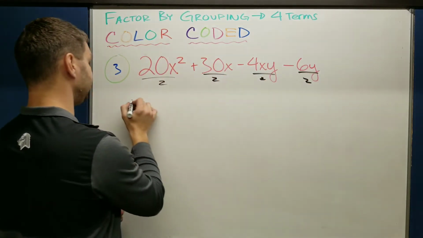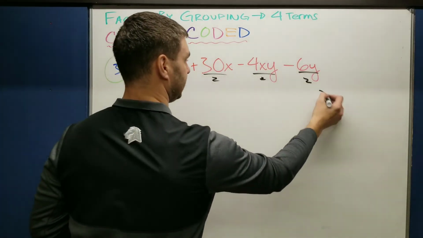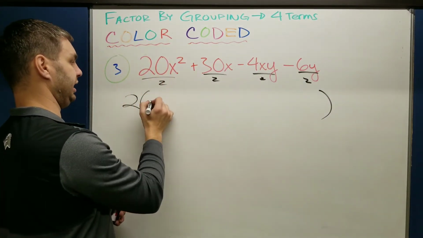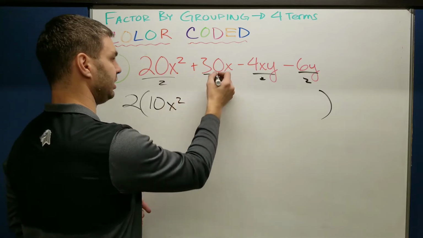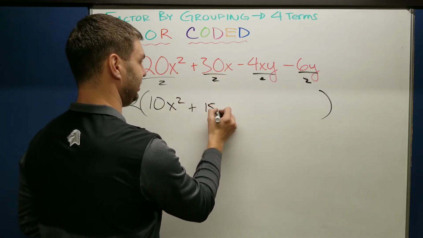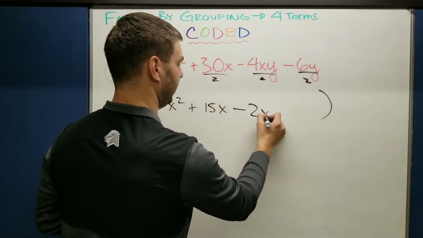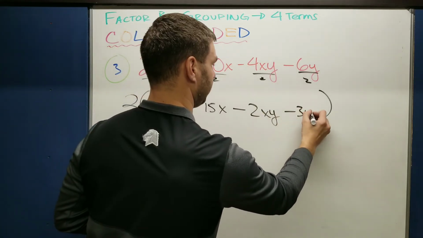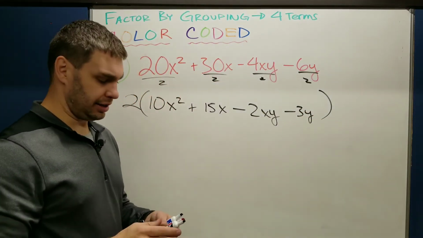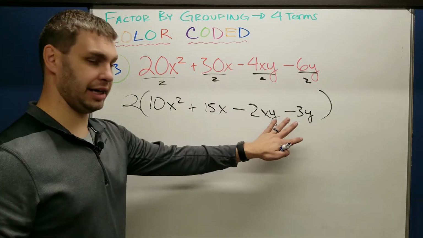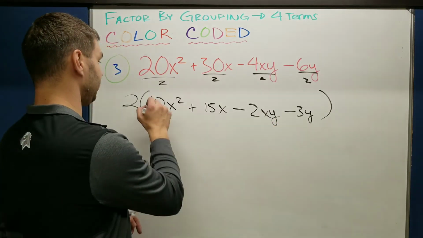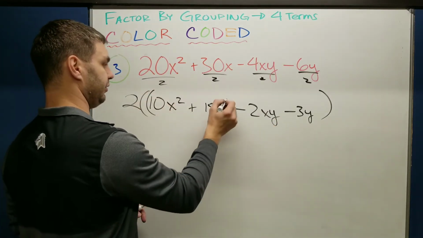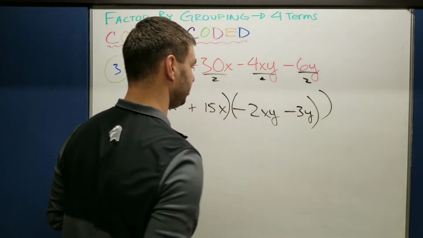And when I do that, I'm going to take my 2, put it out front, a big set of parentheses, and do the division. This is now 10x squared plus 15x minus 2xy minus 3y. Okay? All right, and then what we need to do is group both my first 2 and my second 2 terms left over on the inside of those parentheses. All right, so group the first 2, group the second 2.